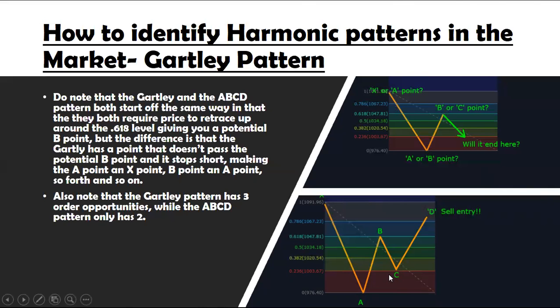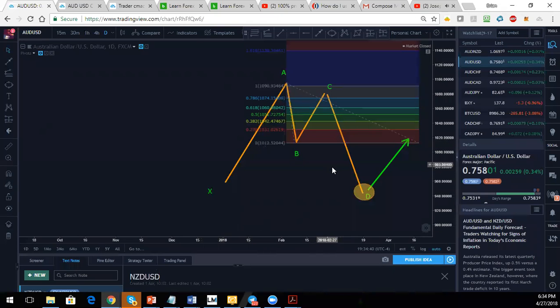So here we see that price stops short. In the second picture, price stops short of the potential B point. And now we change everything up. Now we know that this is the X, this is our A point, this is our B point, this is our C point. And then once our D point is finished, we'll enter in for a sell. Also, let me talk to you guys about an alternate ABCD pattern, or the non-traditional ABCD pattern, which is usually seen when price stops short of the 0.618 level.